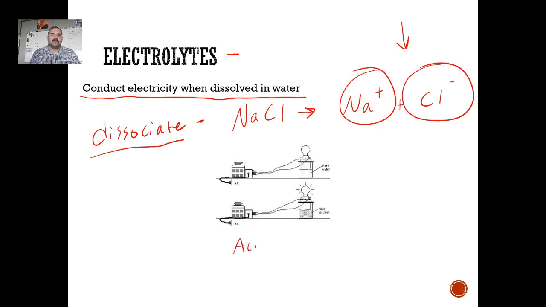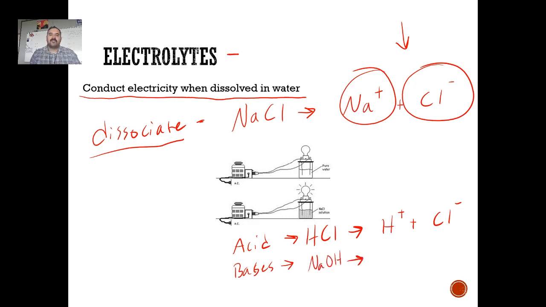Acids also do this. Acids will, like HCl. So HCl is going to form H+ and Cl-. Or bases, like NaOH, which is going to form Na+ and OH-.